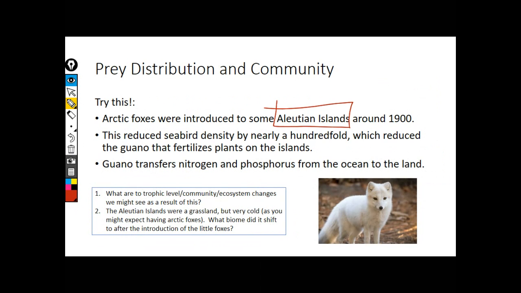And it worked. We reduced seabird density nearly 100-fold, so 3 orders of magnitude. Partly because some seabirds were eaten, and their eggs were eaten, they didn't want to nest there anymore. You can imagine the chain of events. Now, the downside is this also reduced guano. That's seabird poop, basically any poop that falls from the sky. Bat poop is called guano as well. Guano is one of those good things, because seabird poop fertilizes plants on the island.